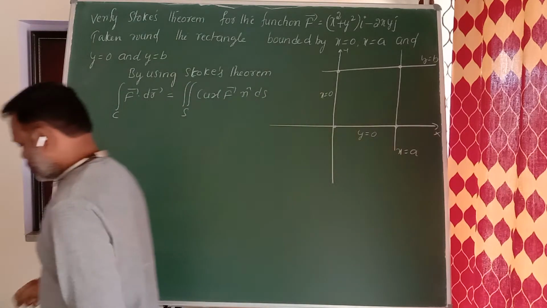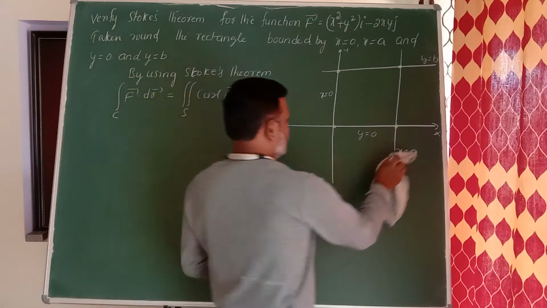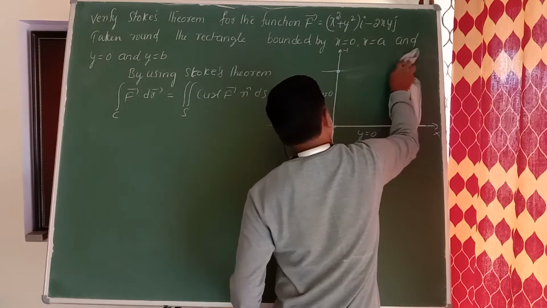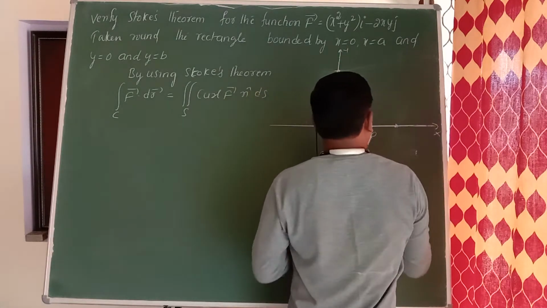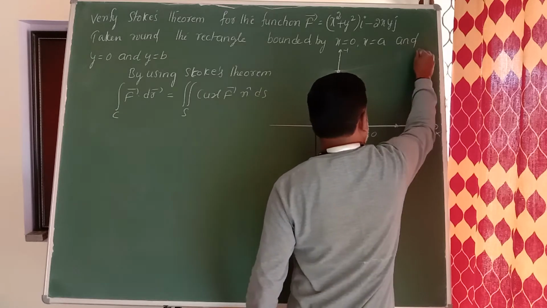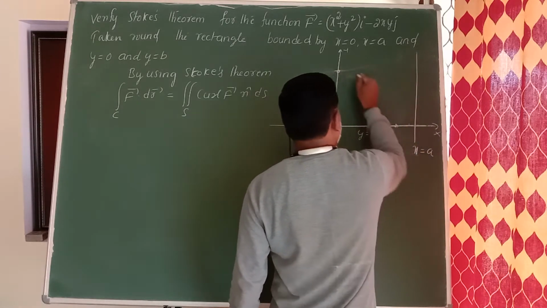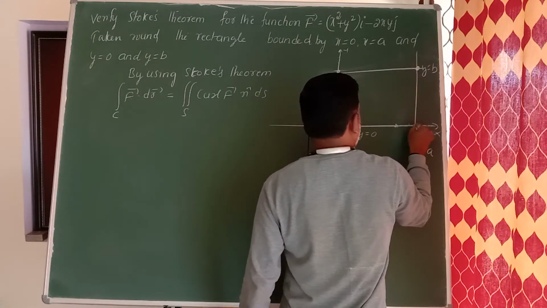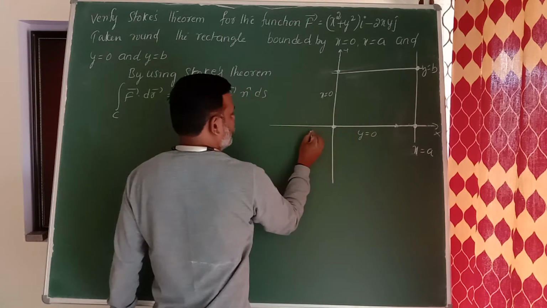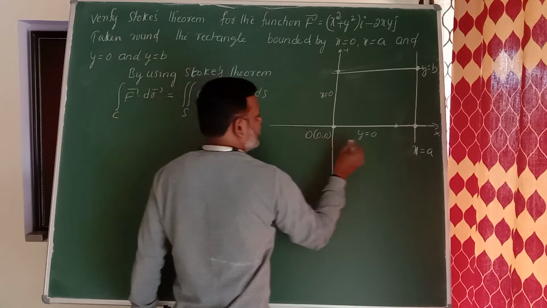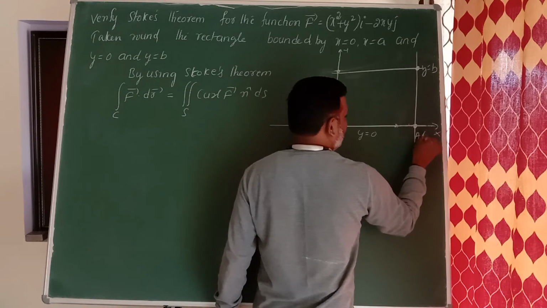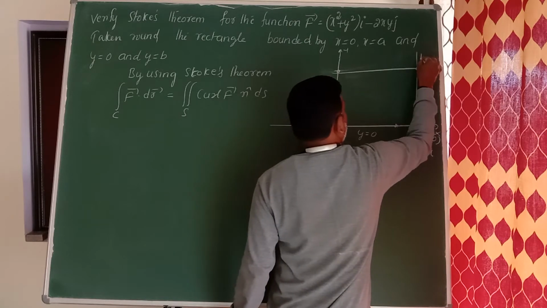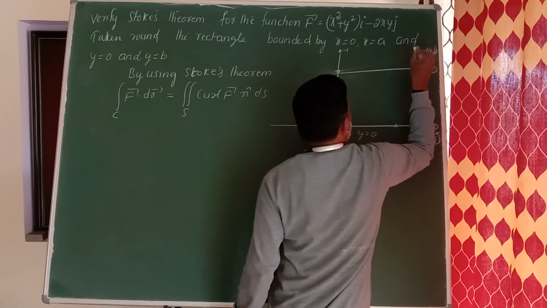You can make a rectangle here. Okay, I can make a rectangle now. So here I can take x is equal to a, and this is y is equal to b. And we have to mark the points of intersection here. So here I can take O, the origin 0, 0. You can take A along the x-axis, a, y is 0. And here this is a point B, a comma b.